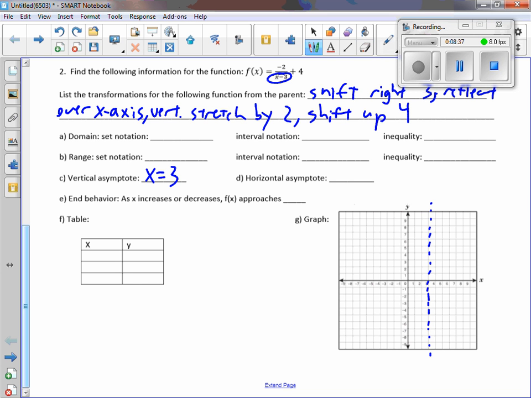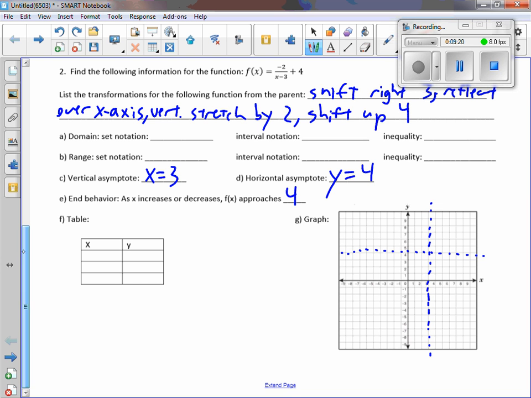The other way to think about that is our left and right shifts. Notice we shifted right 3, so we went plus 3. Our vertical asymptote is x equals 3. The horizontal asymptote will be our shift up or down. In this case, we shifted up 4. So our horizontal asymptote is y equals 4, which on the graph is right there. Remember, end behaviors, even before I graph this, our end behavior when x is in the denominator will always approach our horizontal asymptote. So in this case, it is 4.